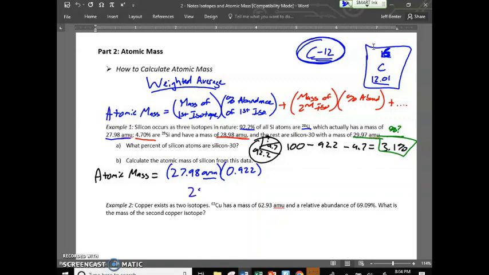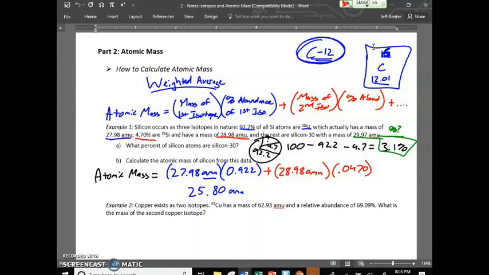And so that gives us a contribution of 25.80 AMU from the first isotope. The next is the red isotope. So we're going to add to that the mass of the red one, 28.98 AMU. We're going to multiply that by its percent abundance, which is 0.0470, if you want.